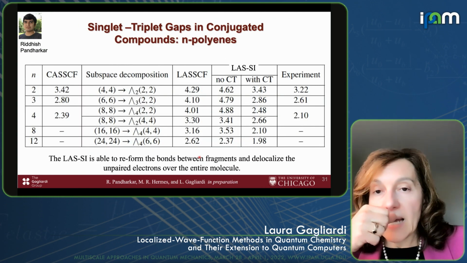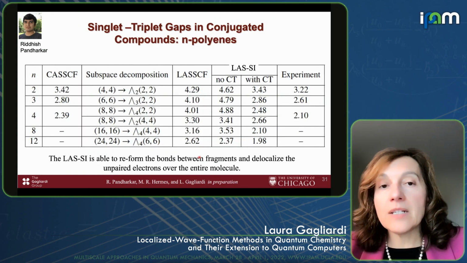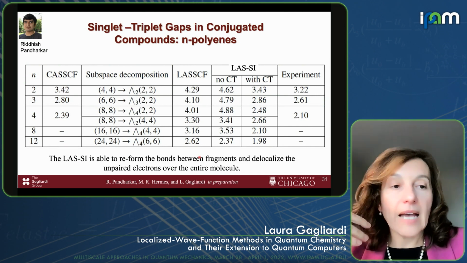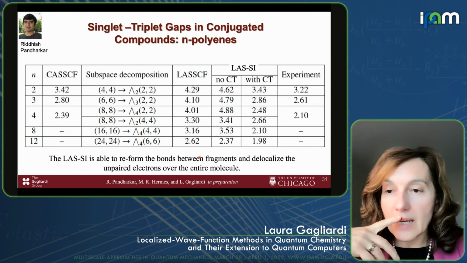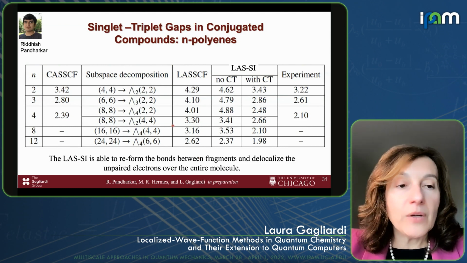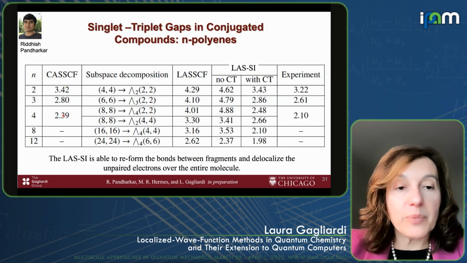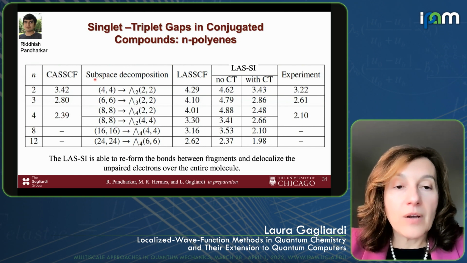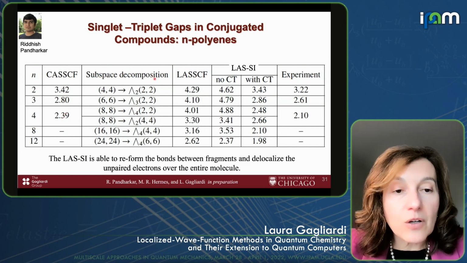And let's see now. We are looking at the singlet-triplet gaps for these polyynes, and these are in electron volts. I apologize that the unit is not shown here. But you see, this is what LASSCF predicts. Now we do the various subspace decomposition.